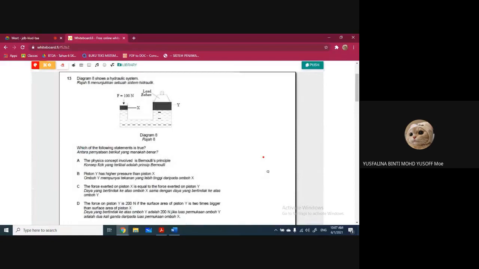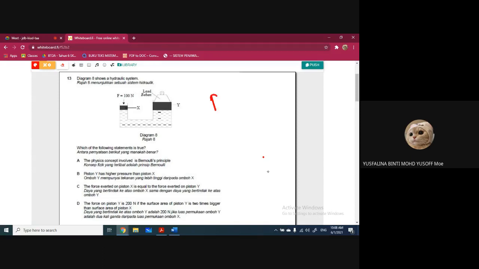Okay, for number 13, right? Which of the following statements is true? So for the hydraulic system there is Pascal's principle. So number 13, A is wrong. This one should be Pascal. Piston Y has a higher pressure than piston X. Since it's Pascal, Pascal said the pressure is the same for both pistons. So answer B is also wrong. For C, the force exerted on piston X is equal to the force exerted on piston Y. So now C is wrong.